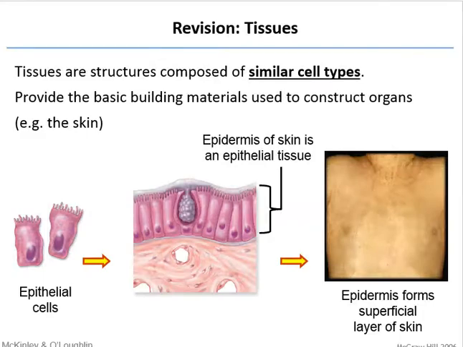The topic of this lecture is tissues, and in particular we're going to look at two specific types of tissues. Those are the epithelial tissues and the fibrous connective tissues. Now, just a quick refresher about what a tissue actually is.